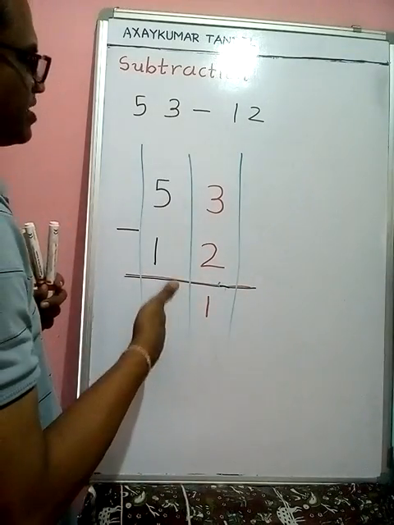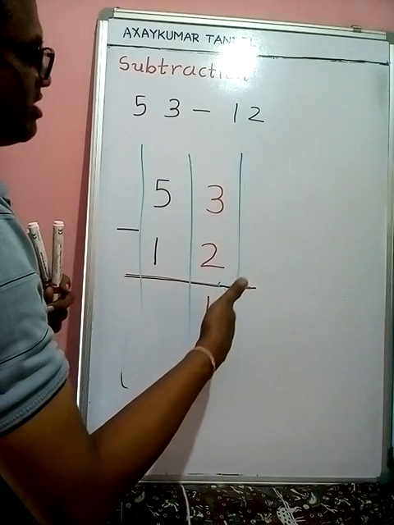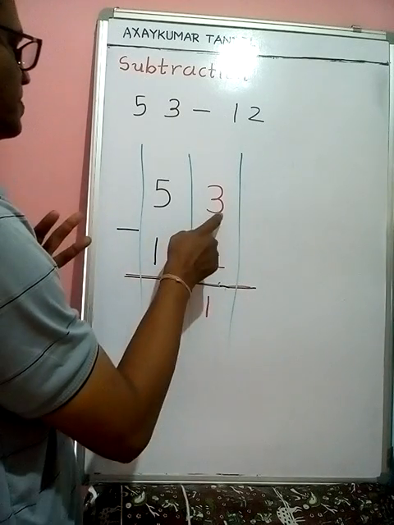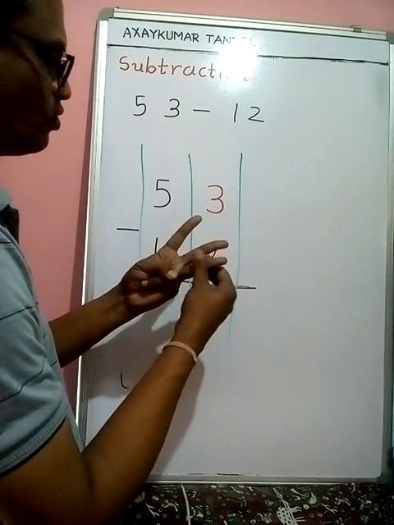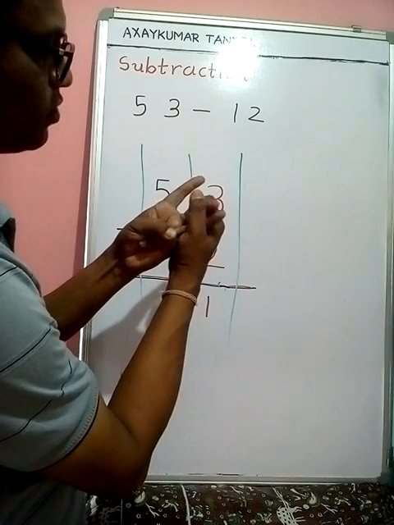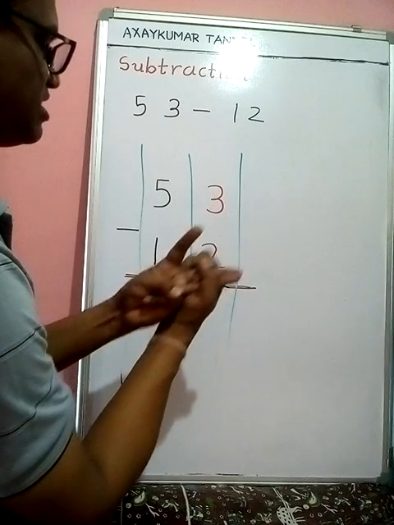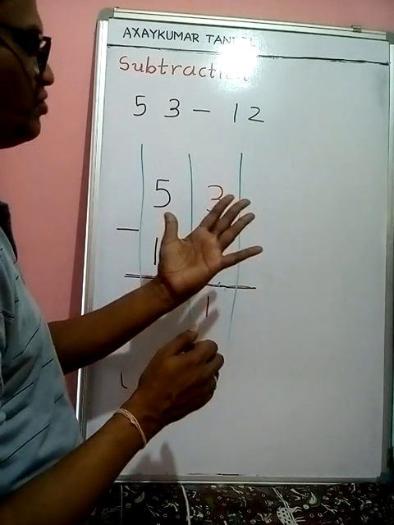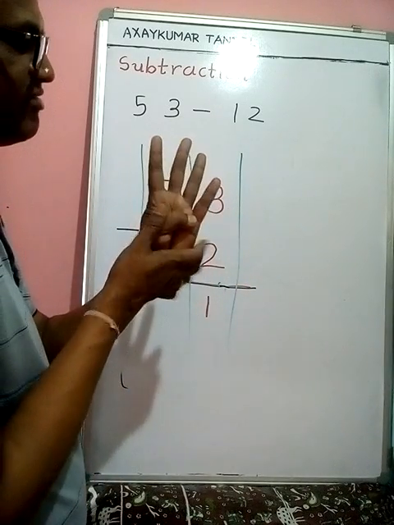Now subtract tens line, in tens column. Here ones column. We complete ones column. 3 minus 2. With fingers helping. 3 minus 2. 1, 2. Okay. How many saving? 1. 3 minus 2 is equal to 1. Okay. Now here is 5. 5 minus 1. How many saving? 4.